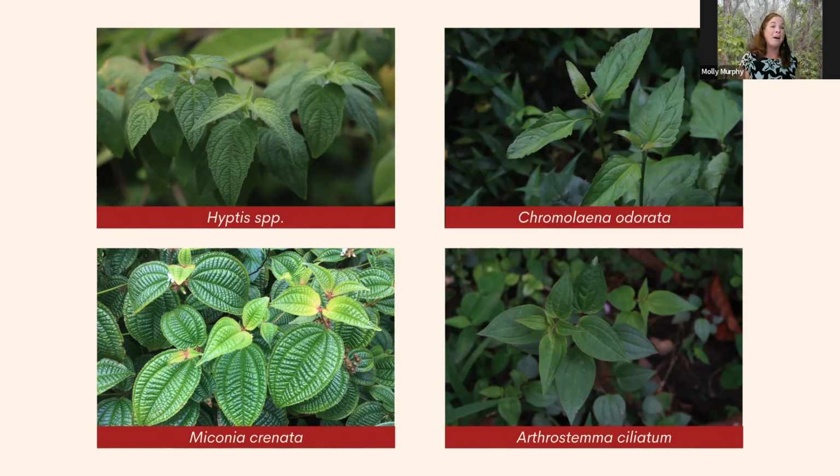So it's important to look at all aspects of the leaf. Look at the edges. Is it serrated? Do you see hair? Look at the venation. Those are great ways to identify a leaf. Next slide.